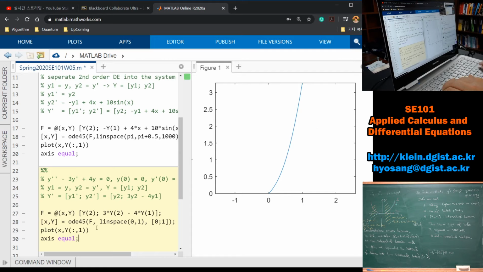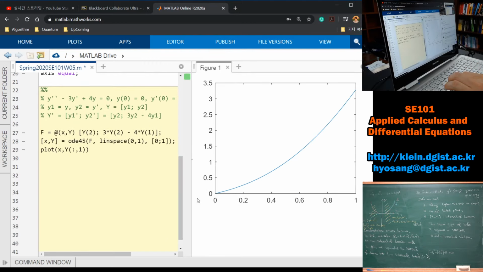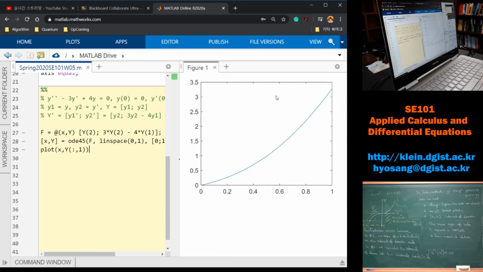So it's very steep. Let me erase this x equal. Okay, so this is a result. Now you see that at x equals 1, it seems like it passes through around 3.25. Now, you don't know exactly the number by looking at the graph. How do you find the exact value?